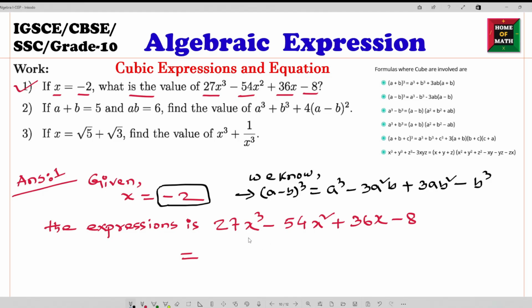Because look, here is x cube, here is x square, here is x, and here is a constant. We can think one thing: this 27 we can write as 3 cube, and this one is x cube, so we can use a whole cube. 3 cube means 27, x cube means x cube, okay? And here is minus 8, which means 2 cube.